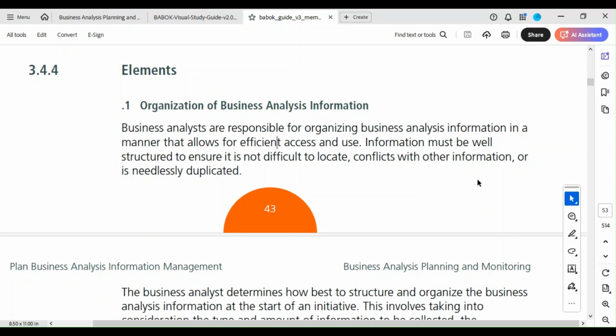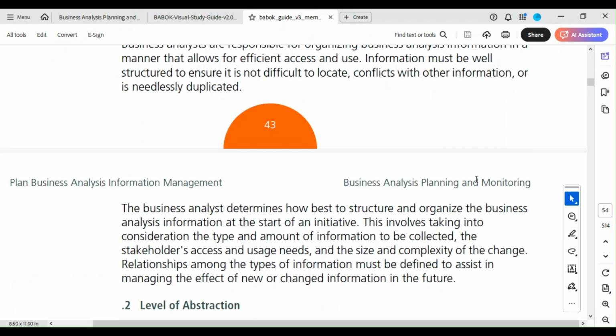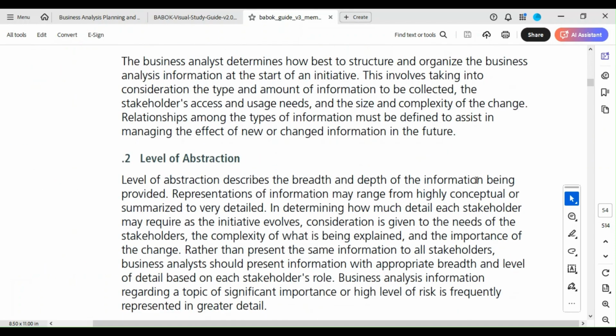So information must be well structured to ensure it is not difficult to locate, conflicts with other information, or is needlessly duplicated. Yes, that is why in a team or in a group, have this person do this, have that person do that, know what each person is doing, so that you don't duplicate effort. The business analyst determines how best to structure and organize the business analysis information at the start of the initiative.